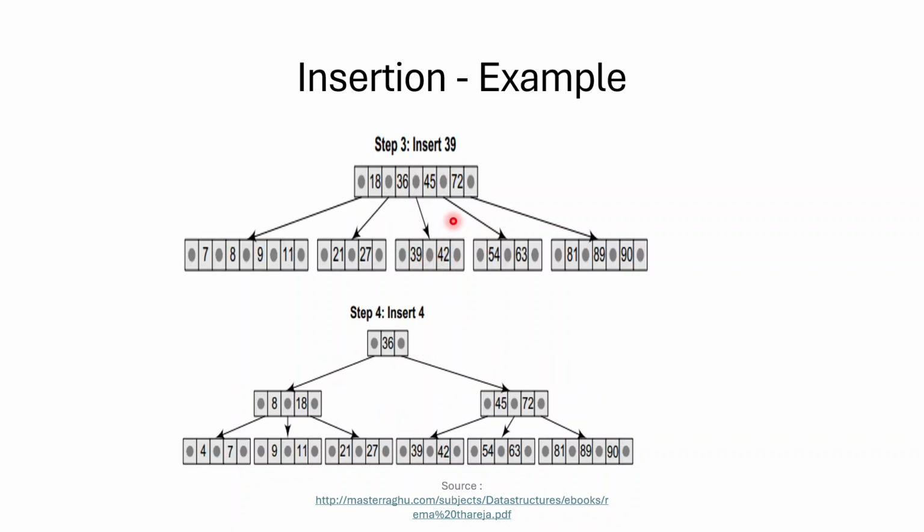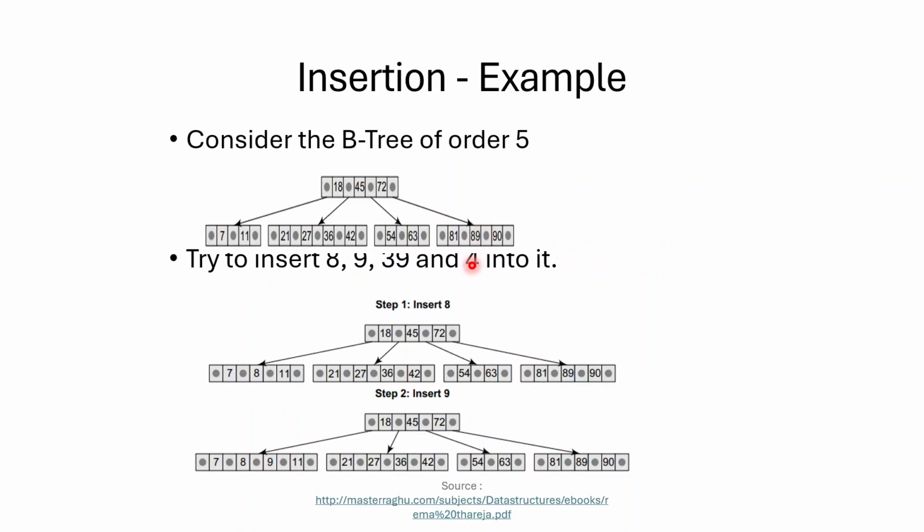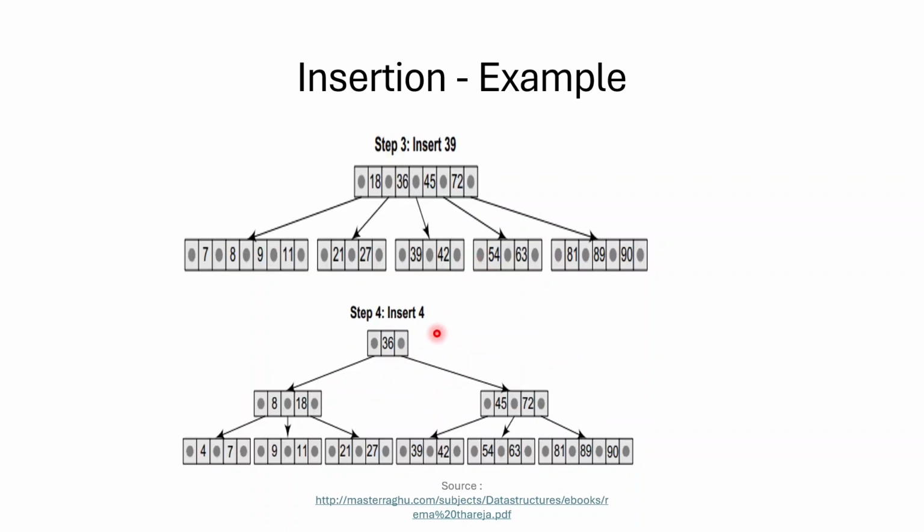39 and 42. This is how insertion can be performed inside a B tree. Now, next data is 4. Insert a 4. Where do we insert a 4 over here? I should come to the left subtree. The left subtree is already full, and then the root node is also already full.